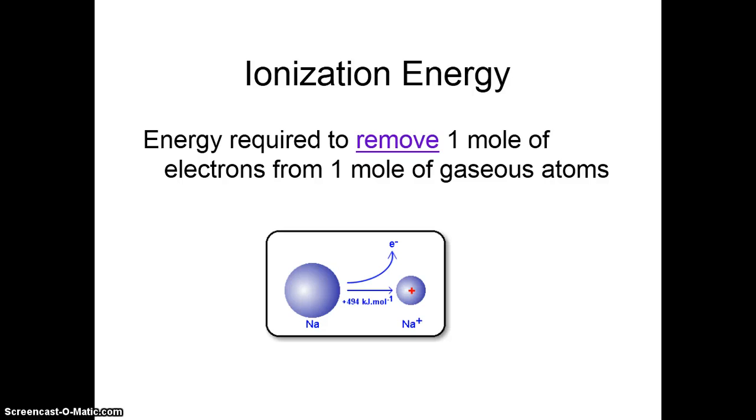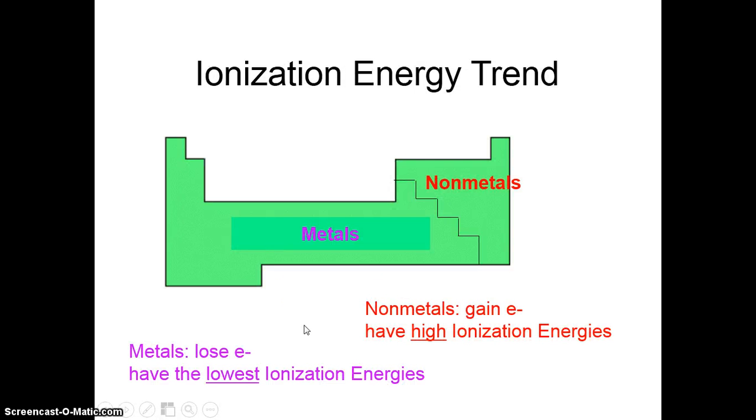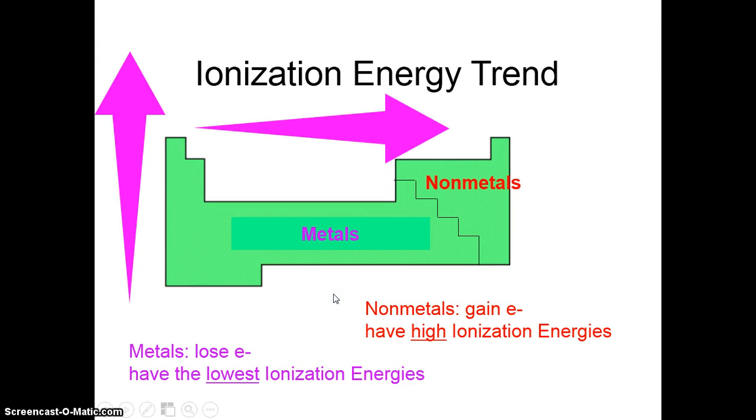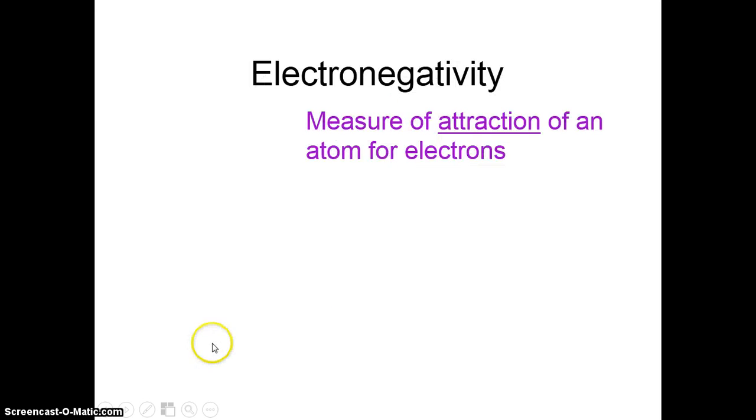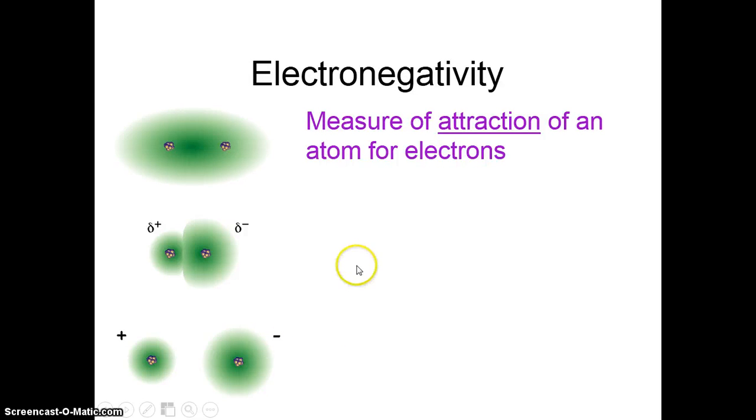So let's look at ionization energy. Energy required to remove 1 mole of electrons from 1 mole of gaseous atoms, which we covered in Chapter 11. From the last chapter, we talked about trends in ionization energy. Metals tend to lose electrons and have the lowest ionization energy. Nonmetals gain electrons and have the highest ionization energy. So which element has the highest ionization energy? That would be fluorine. Which one has the lowest would be down the bottom left-hand corner.